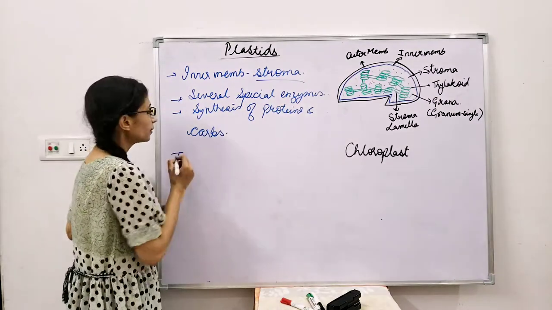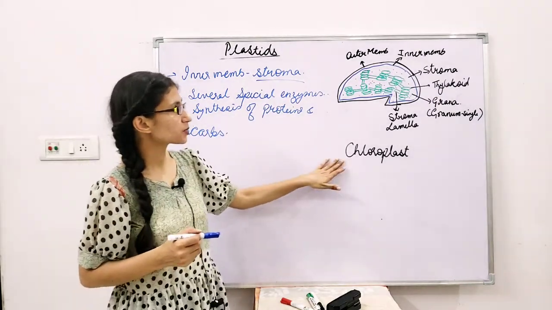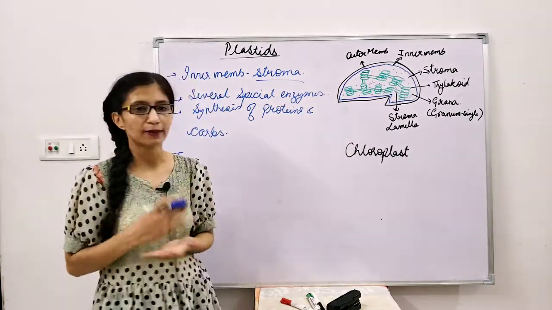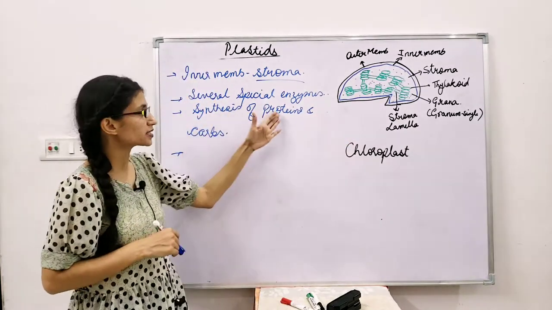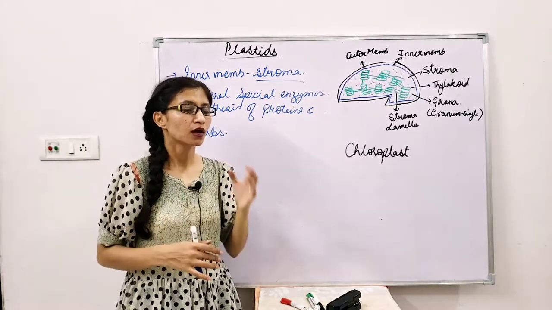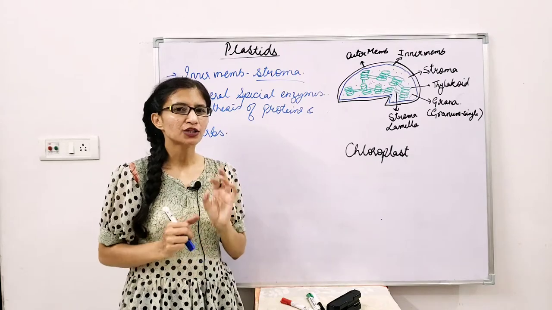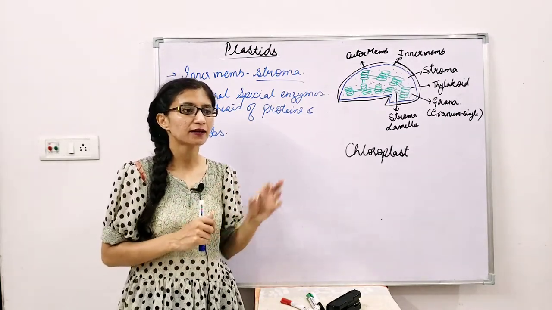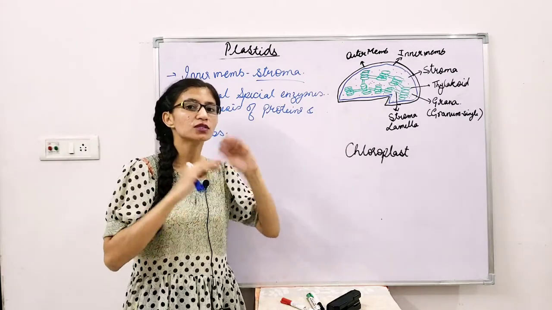One more similarity that the chloroplast shares with the mitochondria is that because it contains its own ribosomes, it can produce its own proteins, which means it can divide on its own. But both of them can't exist independently. When I say independently, I mean that they can't exist outside the cell.